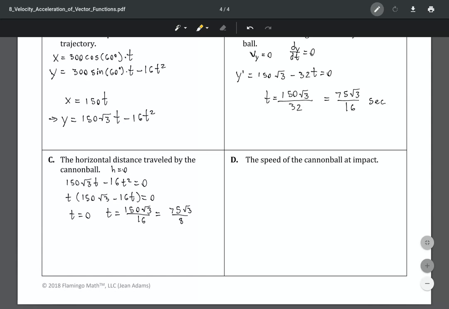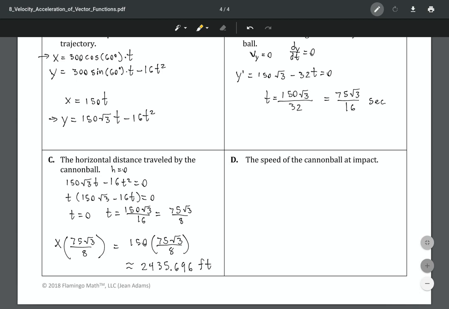Since I want to know the horizontal distance traveled, I'm going to plug this into the x component, which is this one up here. Or I guess I can use that one, probably easier. So it'll be 150, and t is this ridiculous, well, let me write it like this. So it'd be like 150 times all of these ridiculous numbers. And that will give you approximately 2435. Let me check that real quick. Yeah, 2435.696 feet.